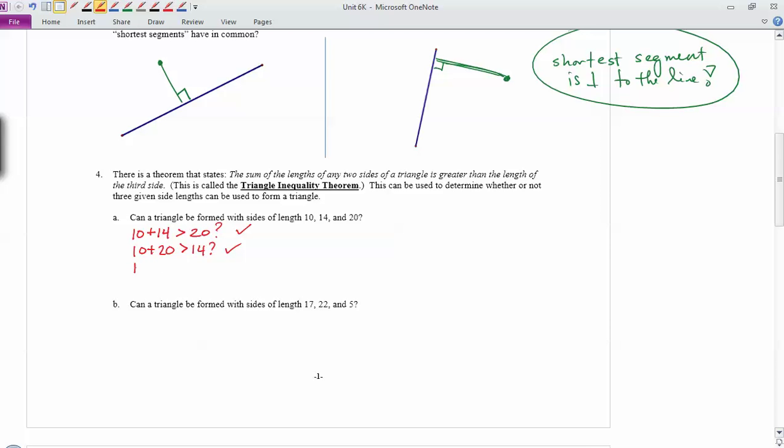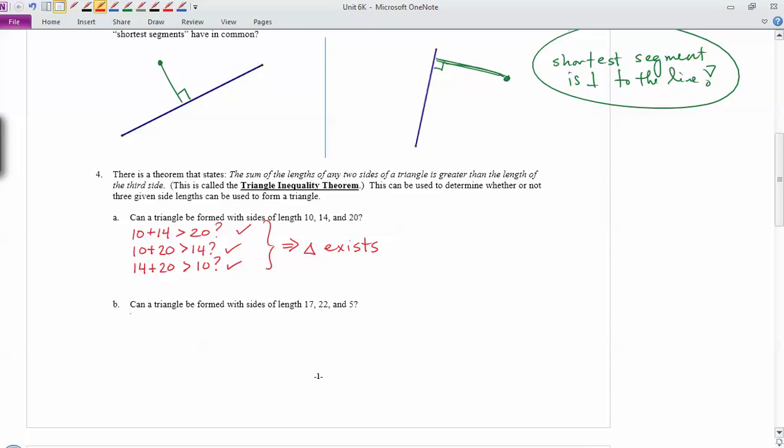And then we check the other combo, 14 plus 20. Is that bigger than 10? And yes, it is. And so then we can say, therefore, a triangle exists because no matter which 2 sides I pick, those 2 sides added together are always bigger than the third side.